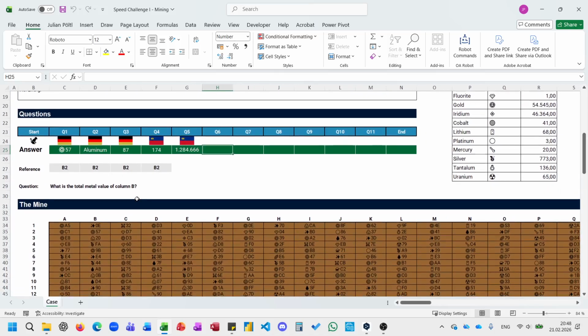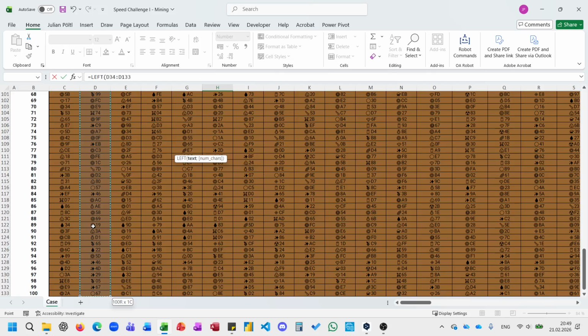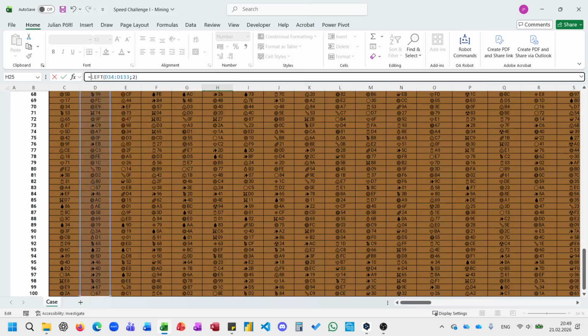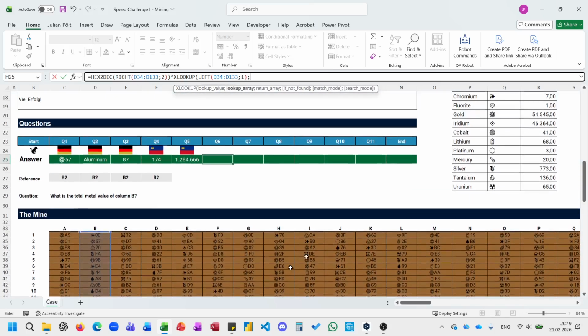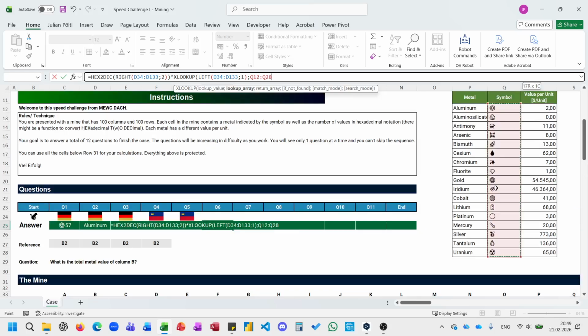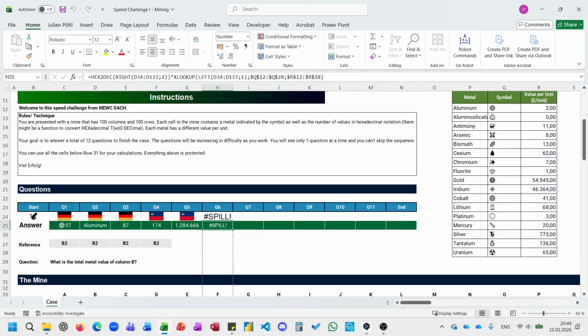What is the total metal value of column B? So LEFT 2 and HEX2DEC of this, multiplied with XLOOKUP. Again, right and left, I will never learn it. LEFT 1 for the symbol, returning the value. Spill, yes, SUM of course.